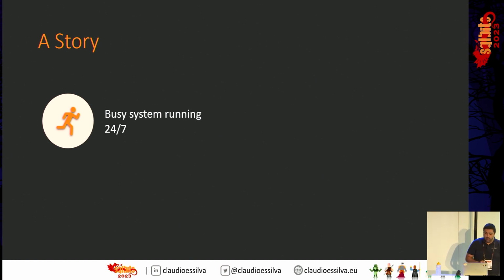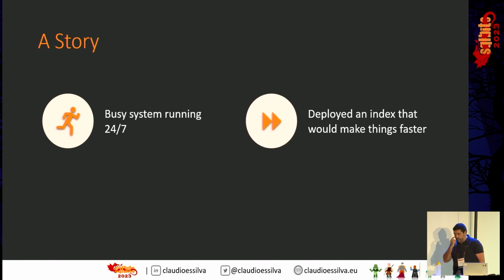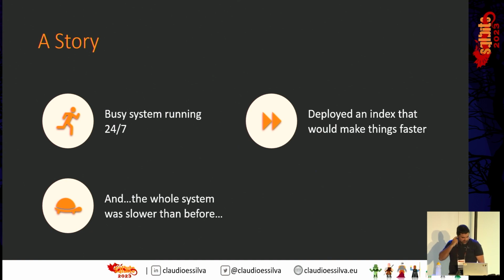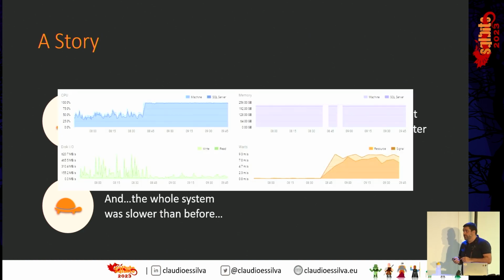So now imagine that on this system someone deployed an index, because until going to production, everything was perfect. It was tested with the correct workload. Things would go faster with this index. But all of a sudden, the system was slower than before. This is a real picture of that system.